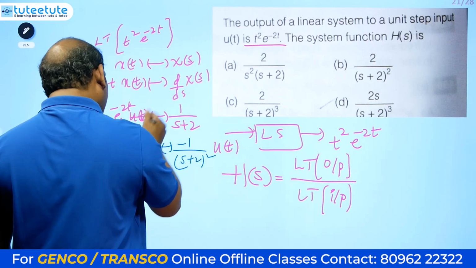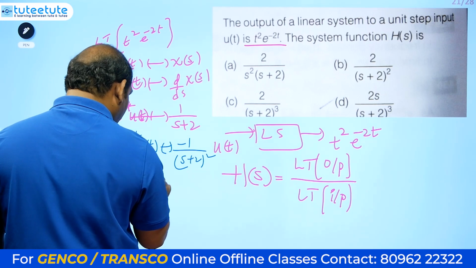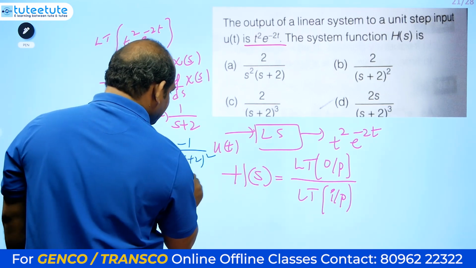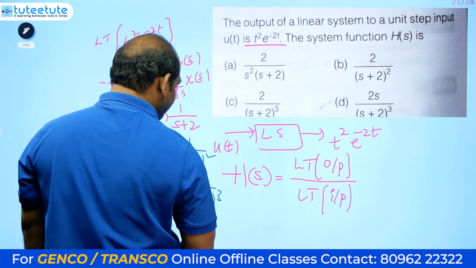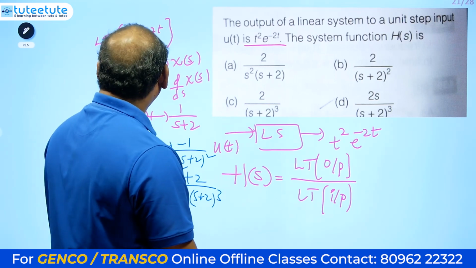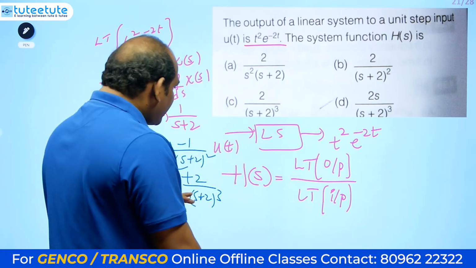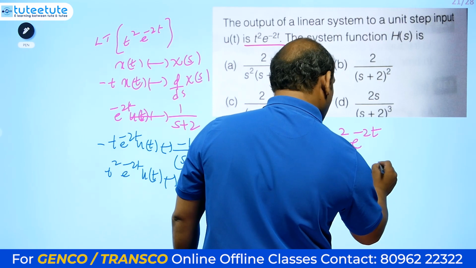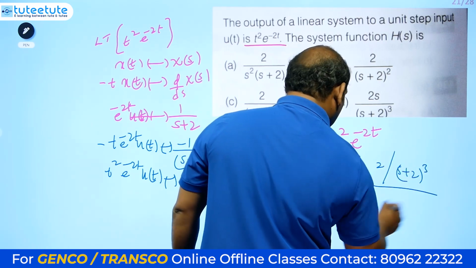Now again we have to multiply with t, then you will get t square into e power minus 2t u of t. So here one more time we have to perform the differentiation, that is plus 2 by s plus 2 power 3. So this is nothing but the Laplace transform of the output. Okay, by Laplace transform of the input we need to write. So it is equal to 2 by s plus 2 cube by Laplace transform of the input.